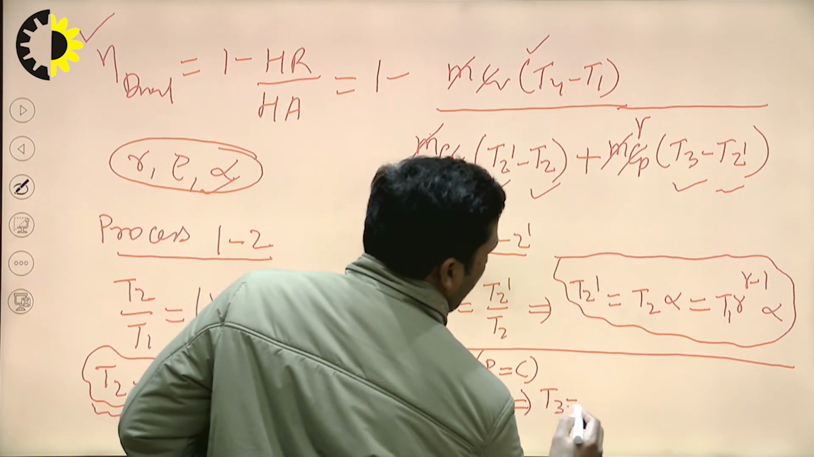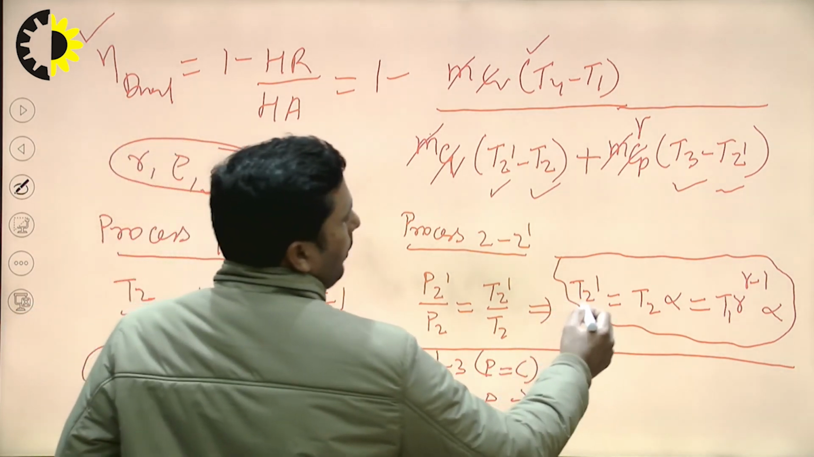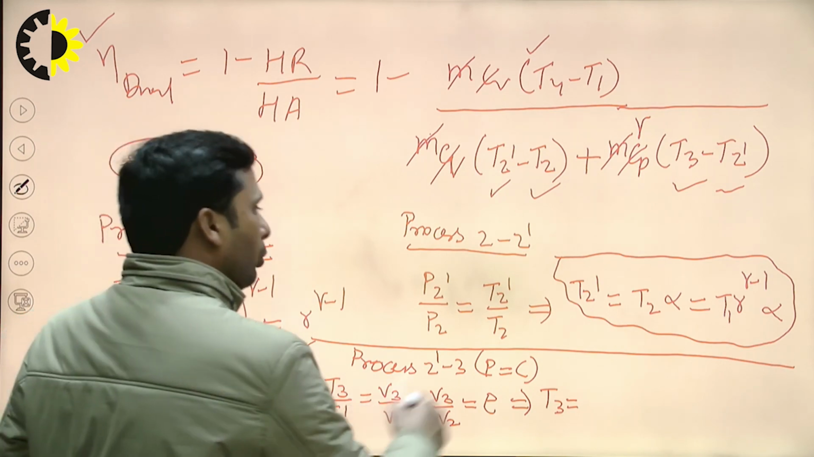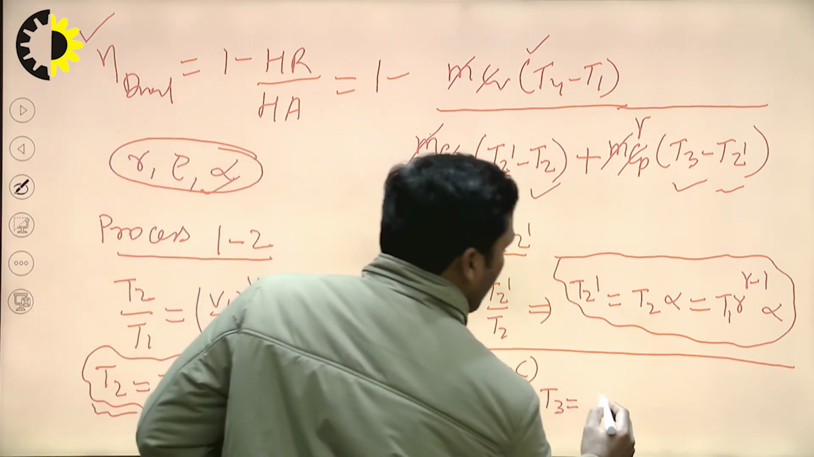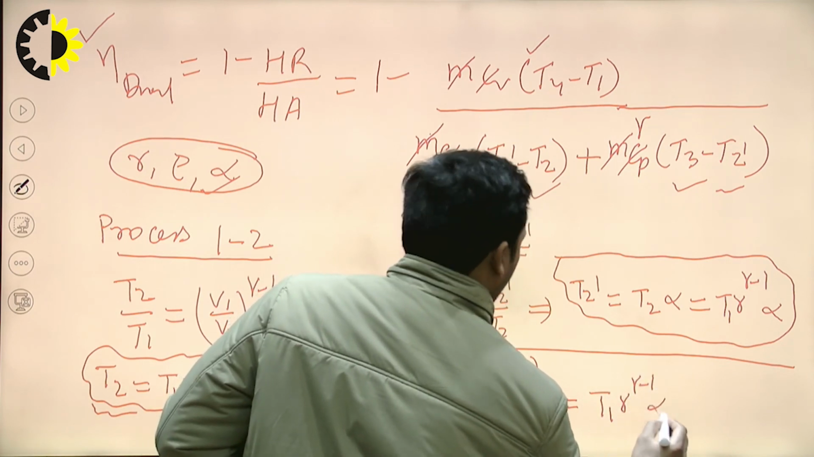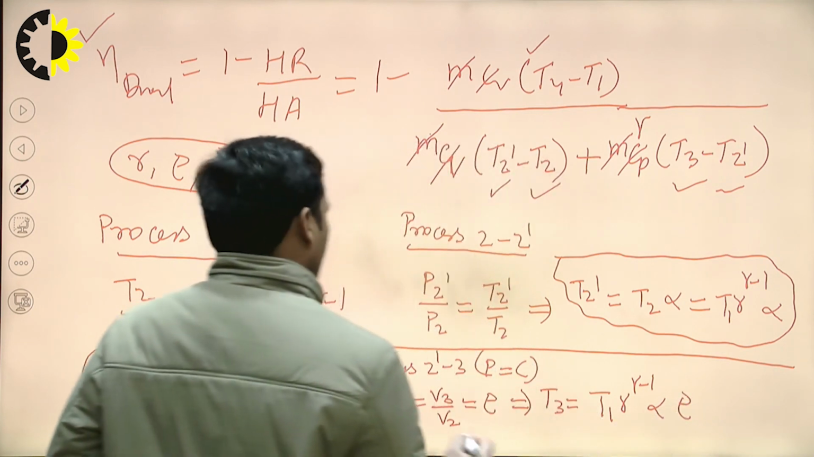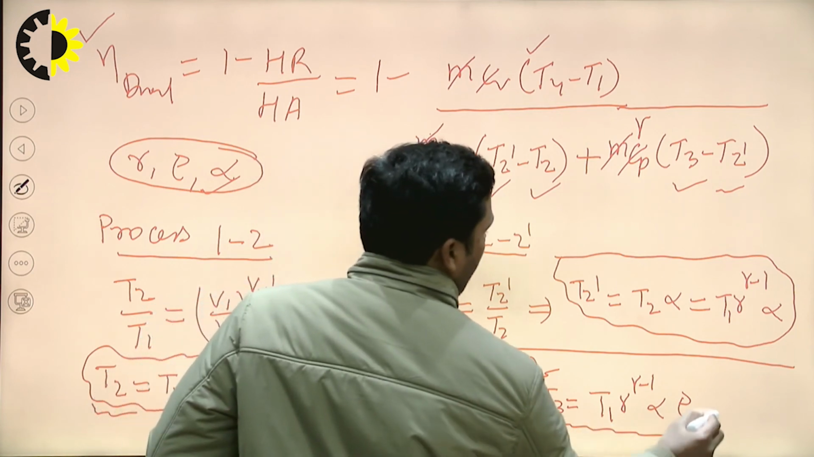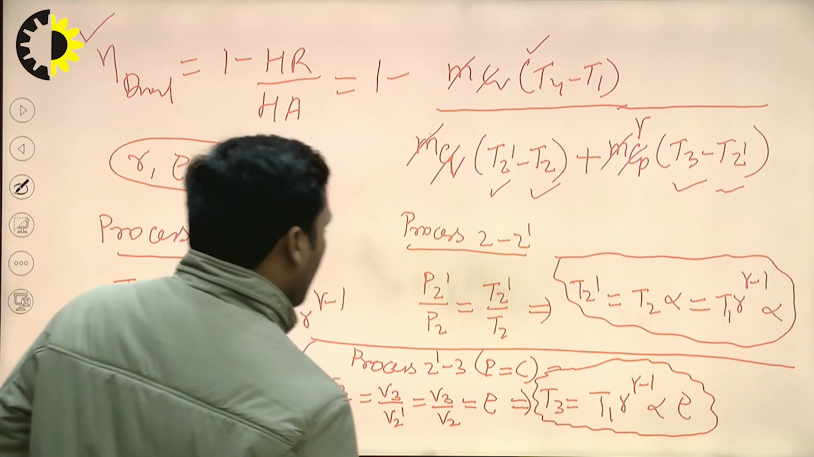and from here T3 will be equal to T2 dash times rho, and we have already calculated the value of T2 dash is equal to T1 r to the power gamma minus 1 into alpha. So, if we put directly the value of T2 dash, T3 will be equal to T1 r to the power gamma minus 1 into alpha into rho. So, the value of T3 is also converted in the format of r, alpha, rho and T1.